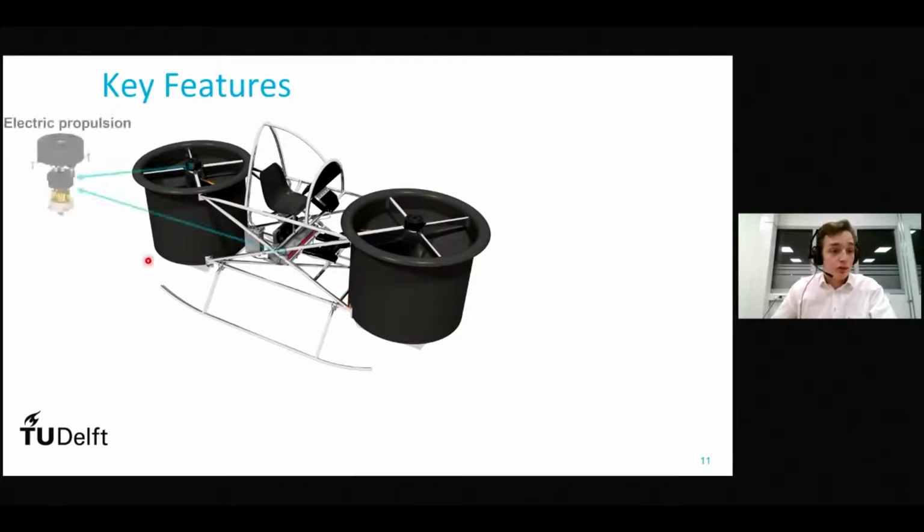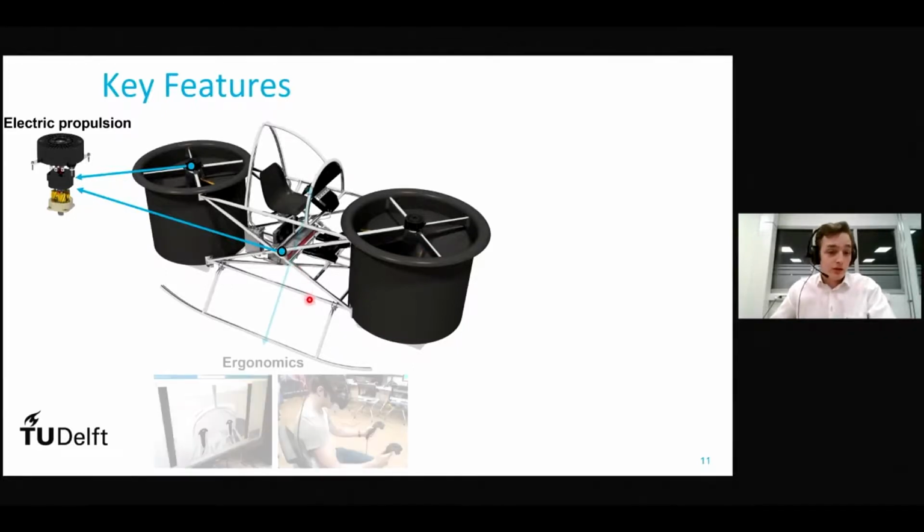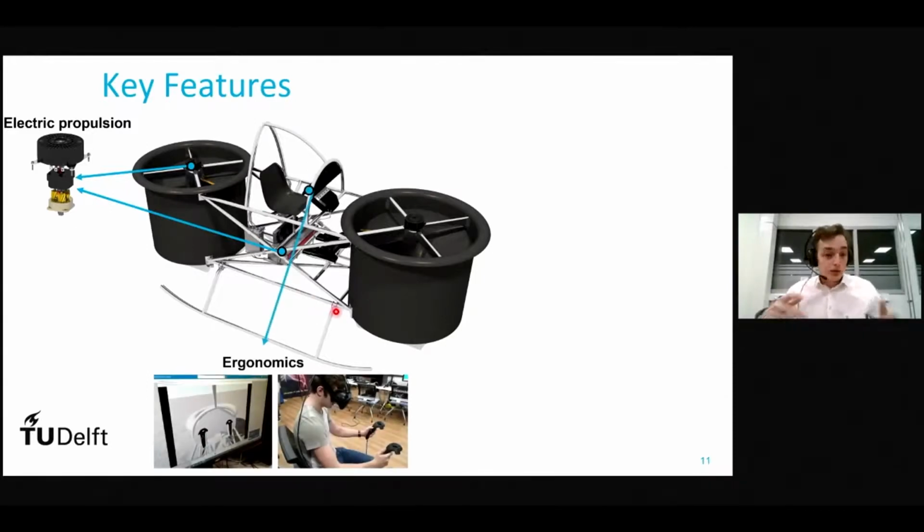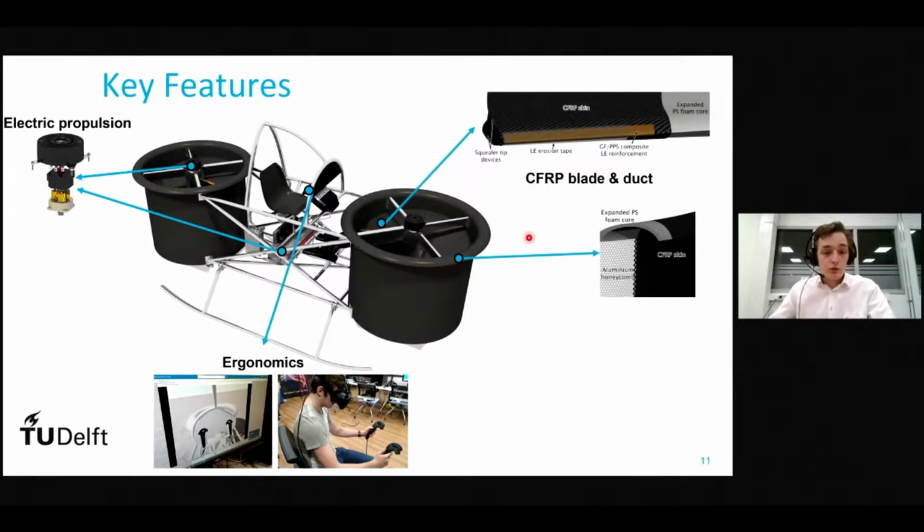And of course, we went for electric propulsion, mainly because it's sustainable, compact, and lightweight. So we have a motor mounted on each rotor shaft and battery packs below the pilot. For the ergonomics, we had to test, of course, whether you had enough visibility, whether you could reach the controls, whether the seating was high enough, which is why we tested this in virtual reality so we could enter the vehicle. And of course, we checked if it was actually manufacturable.